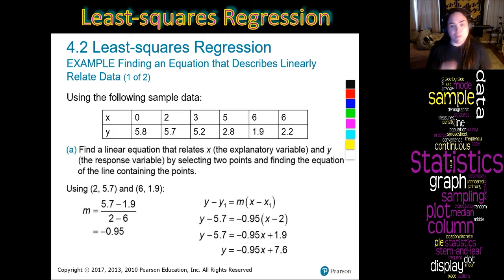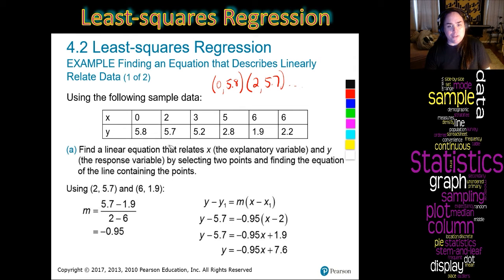So we have some sample data here. The ordered pairs are vertical. So this is an ordered pair, 0, 5.8. This is just an ordered pair. And then we got another ordered pair, 2, 5.7, and so on. That's the relation that is given to us. We don't know what it means. It's just some data where x is the explanatory variable and y is the response variable.